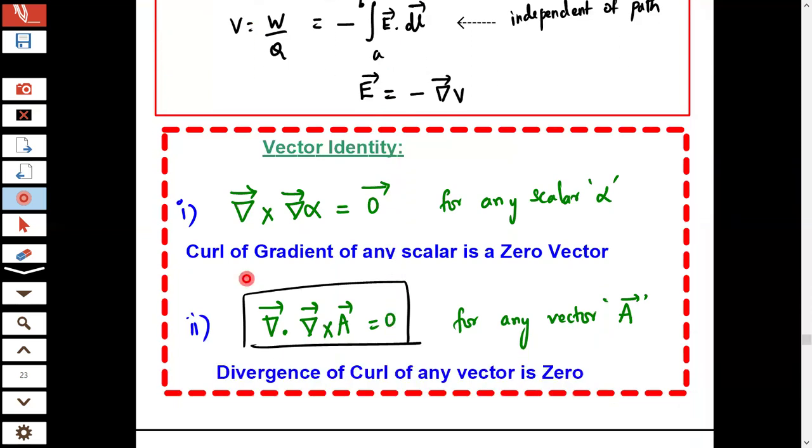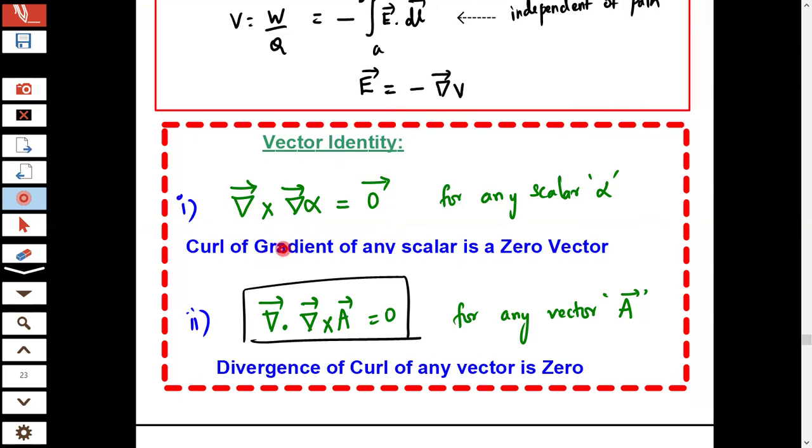Before going to that, let us recall some important concepts of vector calculus. These two vector identities are true for all scalar and vector fields. If I consider a scalar field alpha, the curl of the gradient of that scalar field is always zero, which means the gradient of any scalar field is a field that is not circulating in nature, or that is irrotational. That is given by vector identity number 1 as per this PPT.